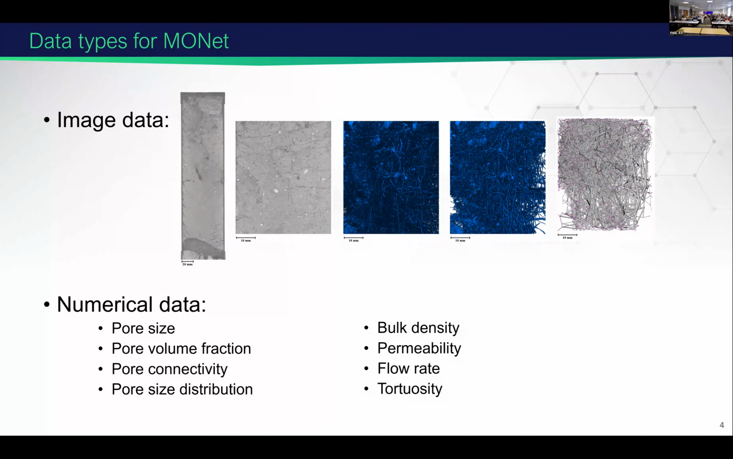And for numerical data, we extract pore sizes for each individual pore, total pore volume fraction, and also we investigate the pore network connectivity. From the pore network modeling, we can derive these flow parameters: permeability, flow rate, tortuosity. We'll tell you more about those in detail. And we also estimate the bulk density from the CT image data.